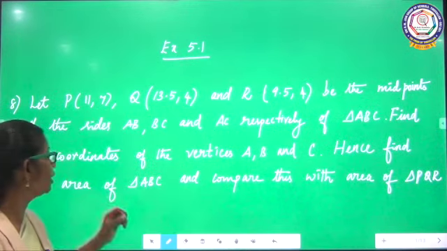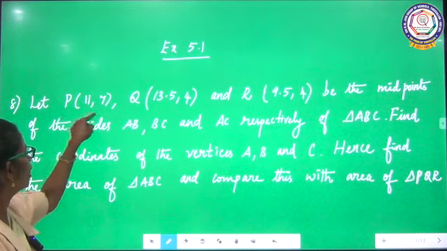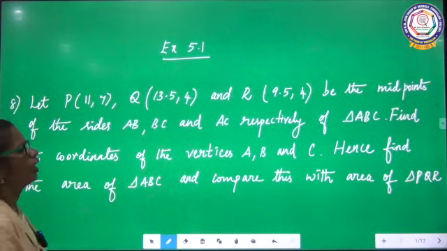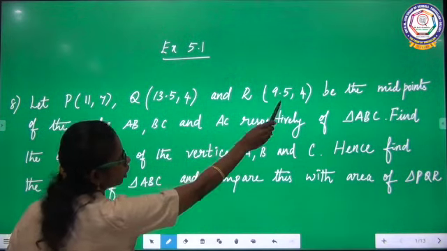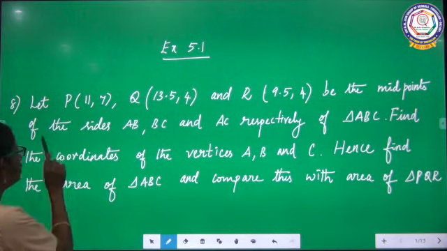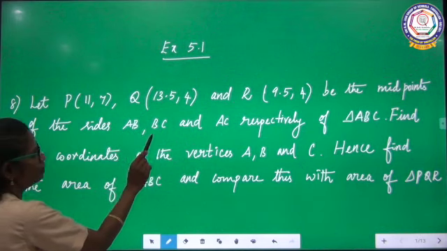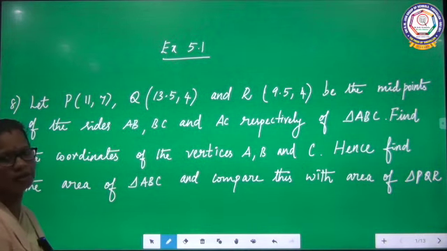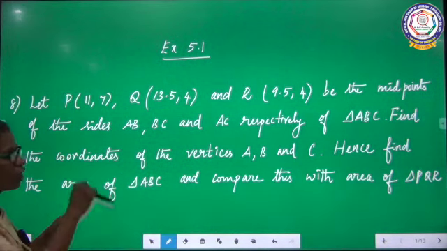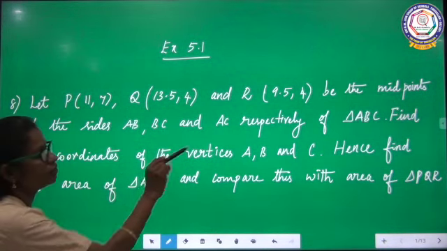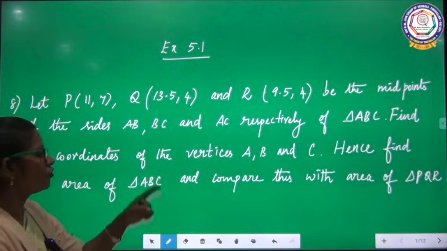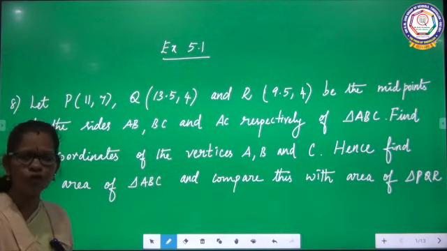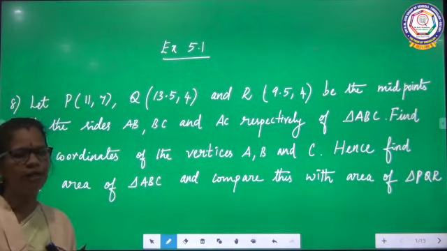Okay, question number 8. Let P of (11, 7), Q of (13.5, 4) and R of (9.5, 4) be the midpoints of the sides AB, BC and AC respectively of a triangle ABC. That means only the midpoints are given, they didn't give the vertices of ABC. Find the coordinates of the vertices ABC. We want to find what A, B and C are.